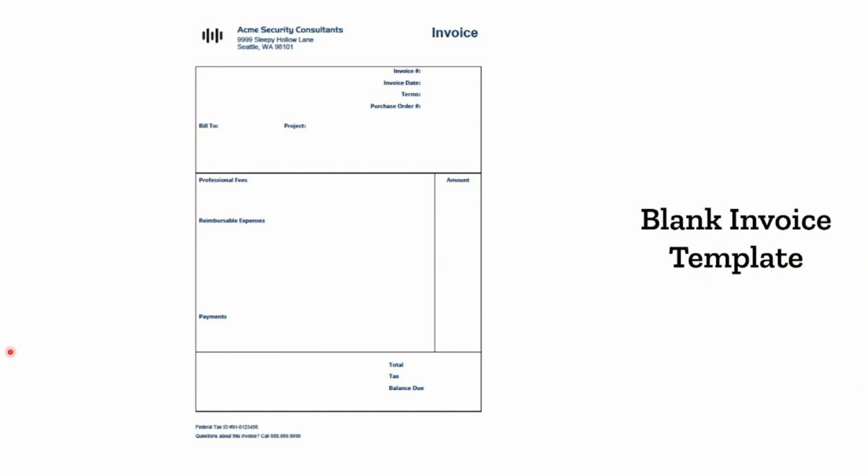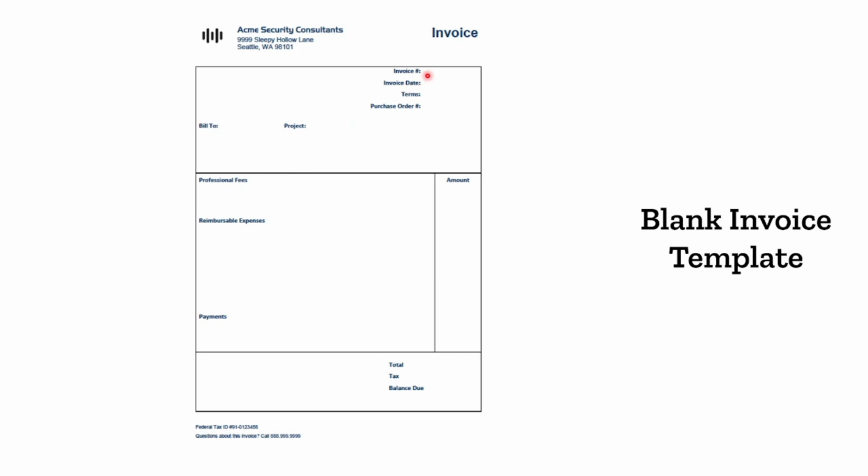The invoice template should include basic information such as your company name, address, and logo. It is also suggested that you include your telephone number and federal tax ID number on your invoice template. The template should provide blank spaces called data fields where specific details about the invoice can be entered.